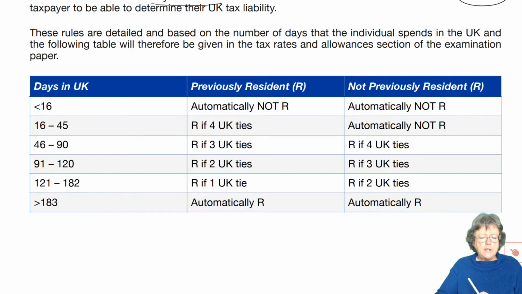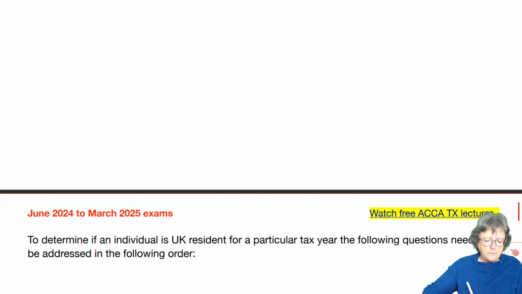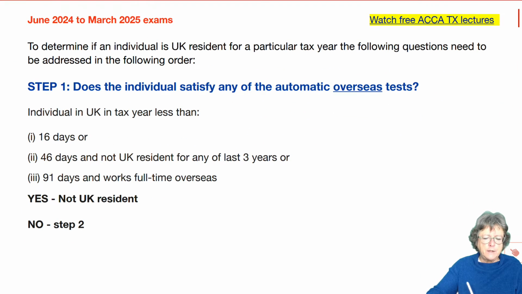So these rules are in your tax tables, and therefore you need to use them. Particularly these dates down this side are very helpful. So to determine if somebody is resident or not, then you have to answer these following questions, and you have to do them in this order. Step 1. Does the individual satisfy any of the automatic overseas tests?